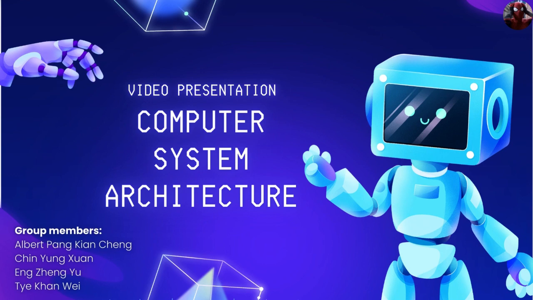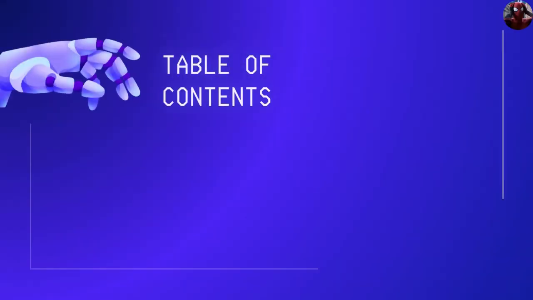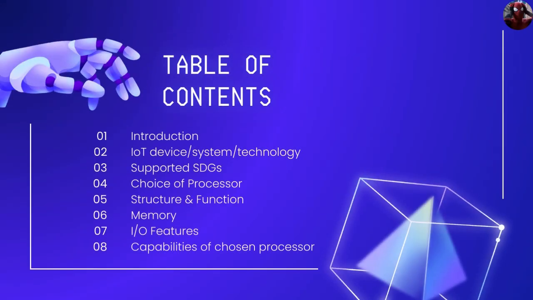I will kick off the presentation with the contents we will be covering in this video. I will first be covering the introduction, followed by the IoT system we created for this assignment. Then I will continue with the SDGs that were achieved by the created IoT system. Next, we will be covering the processor that is chosen for this system, as well as its design consideration, which includes structure and function, memory, I/O features, and the processor's capabilities.